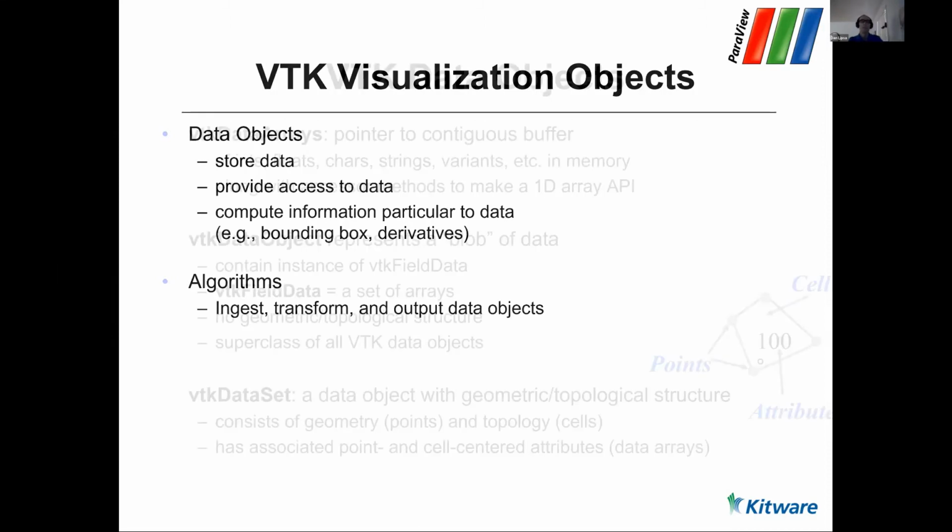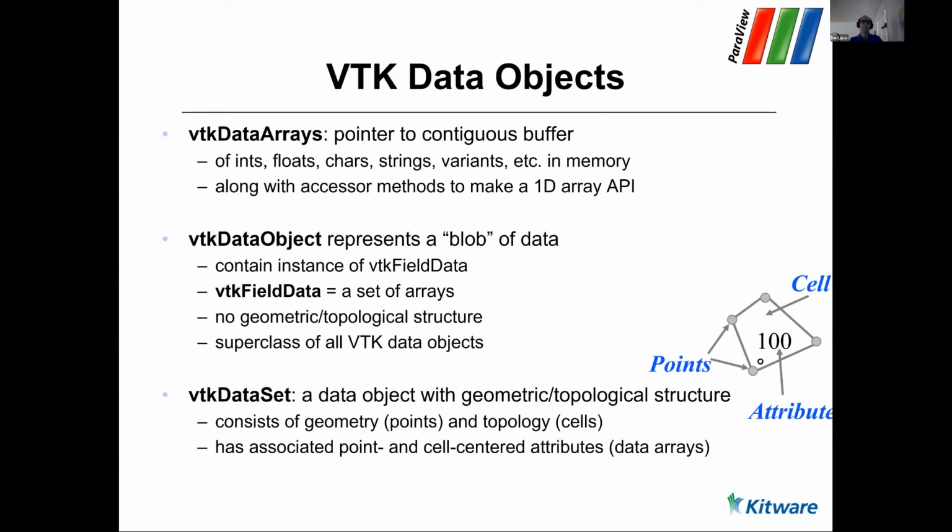So let's look at these two kinds of objects, the VTK data objects. The most basic data object that is used are VTK data arrays. These are just arrays of ints, floats of various types, and they also have accessor methods.